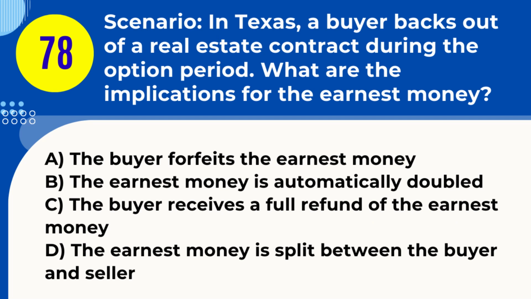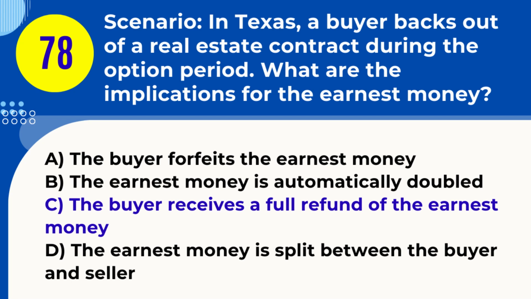Question 78. Scenario. In Texas, a buyer backs out of a real estate contract during the option period. What are the implications for the earnest money? A. The buyer forfeits the earnest money. B. The earnest money is automatically doubled. C. The buyer receives a full refund of the earnest money. D. The earnest money is split between the buyer and seller.